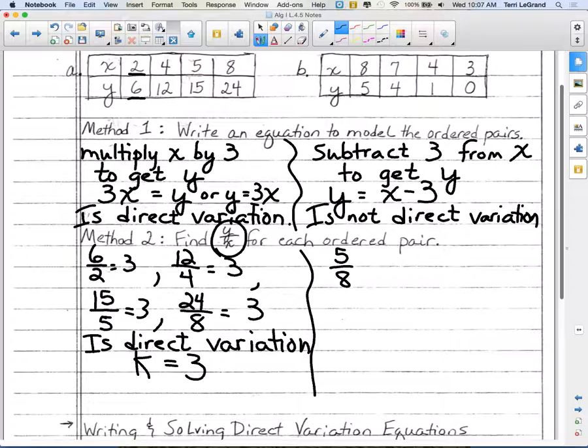Uh-oh, the calculator didn't make it back to school. Benton? 0.625. 0.625, okay? Our next one, 4 over 7.